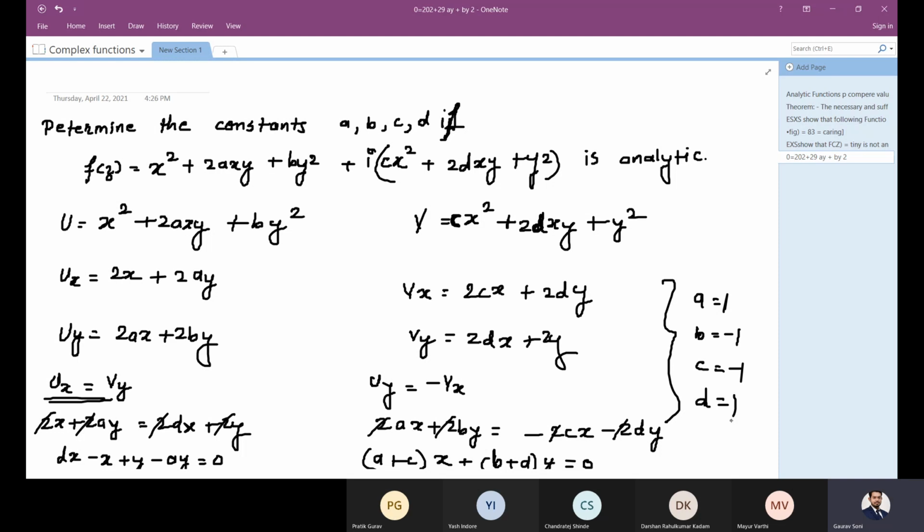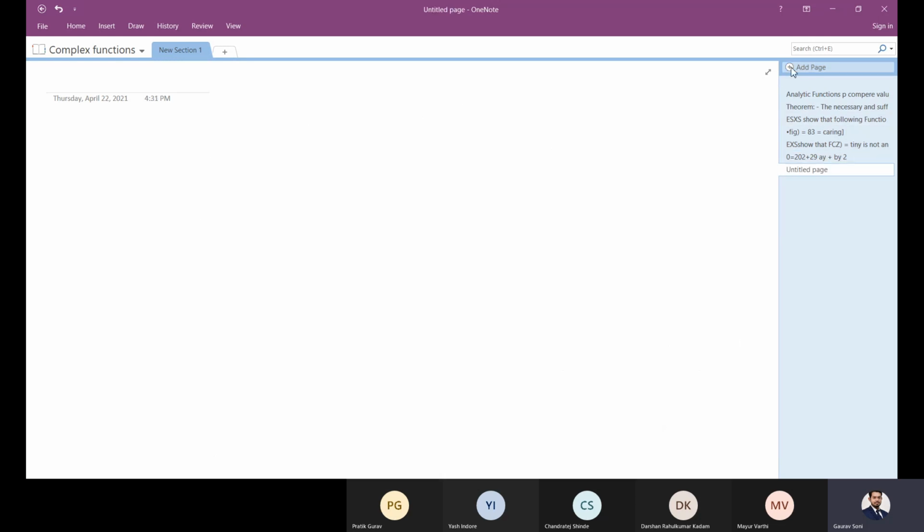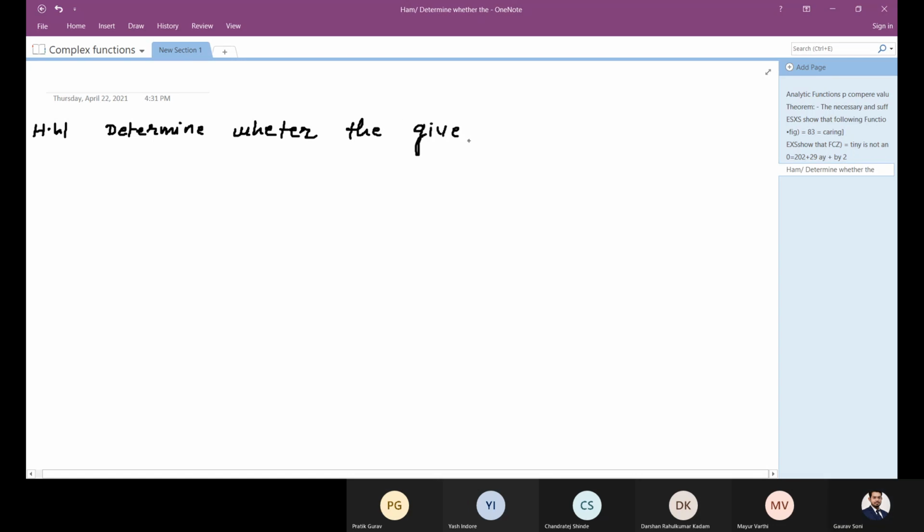Okay. So this type of MCQs can be asked in your online exam. I'll give you some homework for which you can verify whether the functions are analytic or not. So determine whether the given functions are analytic.